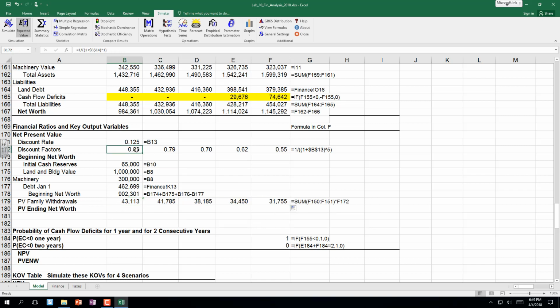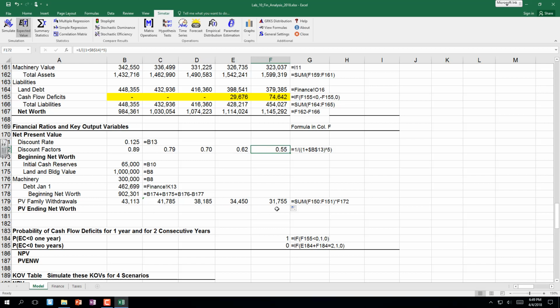Now, how do I get to 0.89? I've got a discount rate in B14. It's 1 divided by 1 plus the discount rate raised to a 1. This one's raised to a 2. This one, of course, is raised to a 5.